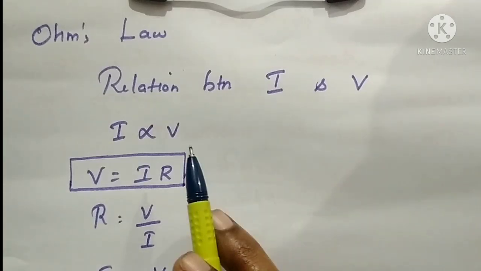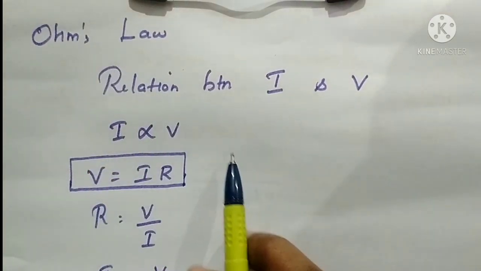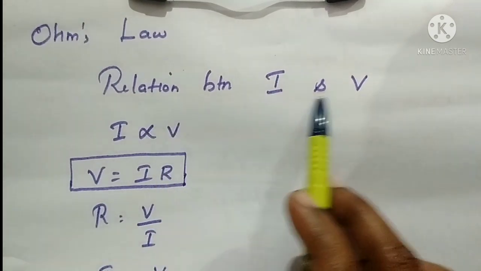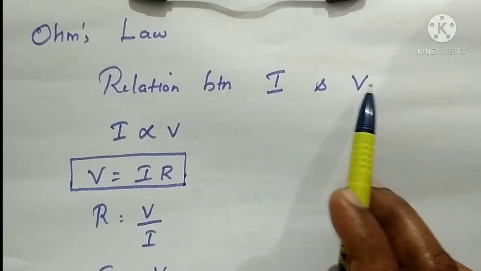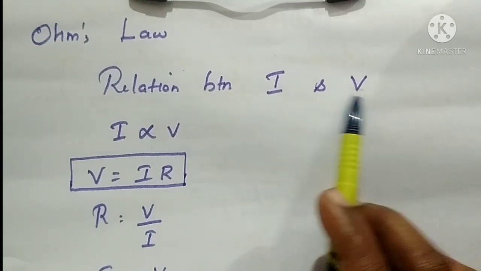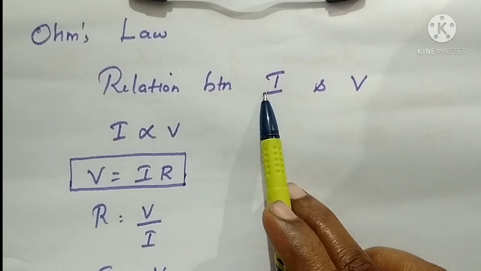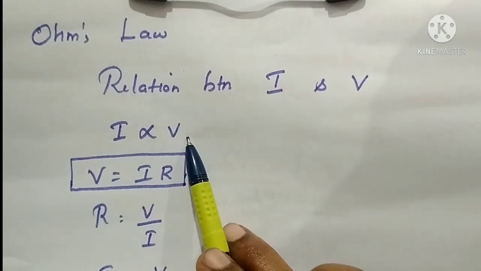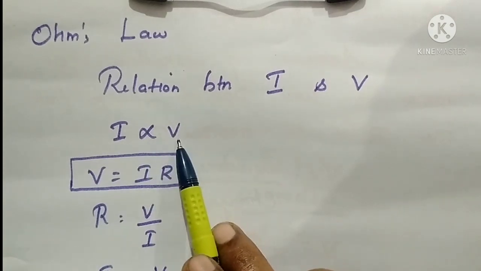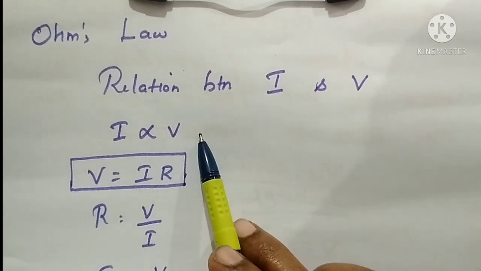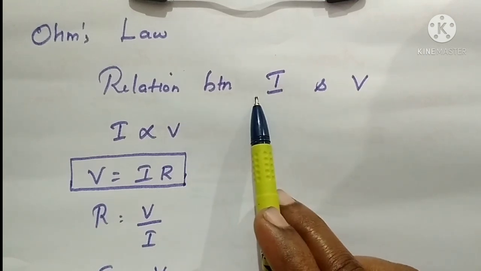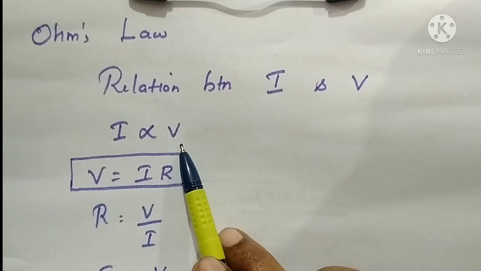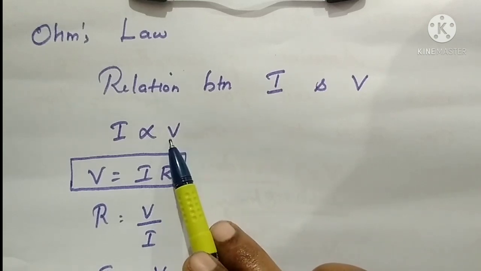And now we are going to recall the formula for Ohm's law. We all know that Ohm's law tells the relation between the current and the voltage, the current and the potential difference. According to Ohm's law, at a constant temperature, the steady current flowing through the conductor is directly proportional to the potential difference between the two ends of the conductor. Do you all remember Ohm's law? Yes.